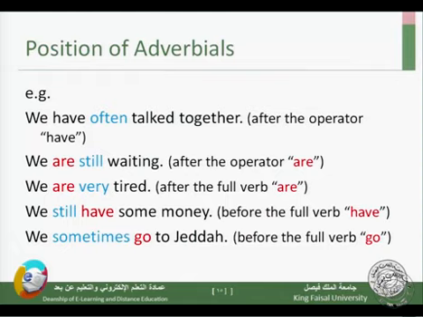We still have some money. Here we have the verb have. It is a full verb. As we said, with all other verbs other than operators and the verb to be, the adverbs come before them. So in still have, the adverb still came before the full verb have. Also in the case of go, we sometimes go to Jeddah. We have sometimes, which is the adverb, and it came before the full verb go.